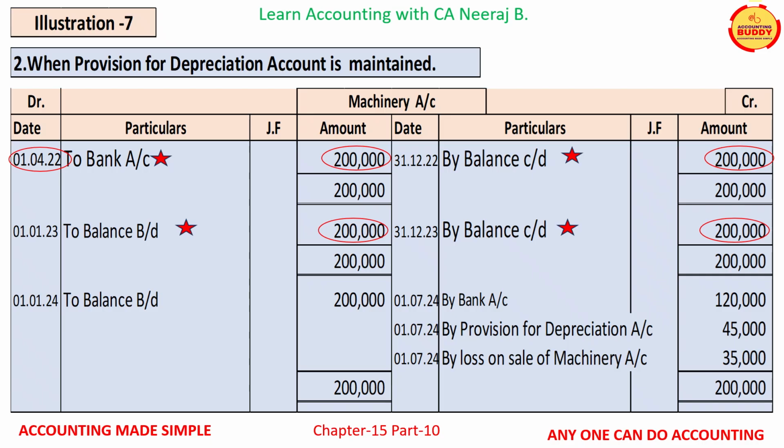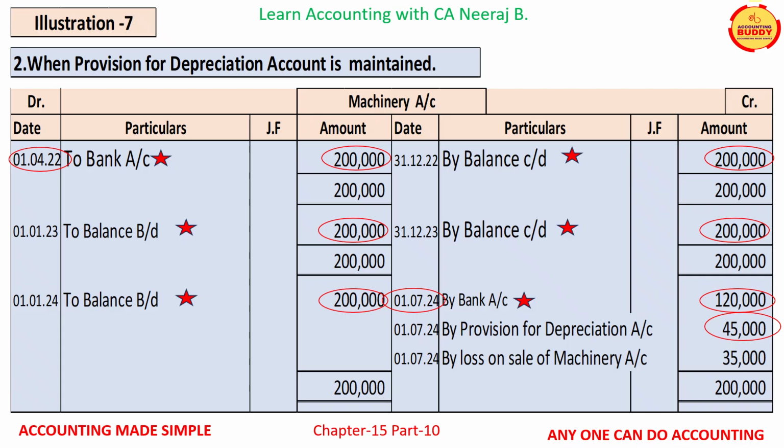On 1st of January 2024, the original purchase value will again be written on the debit side of the machinery account by writing the words to balance brought down for $200,000. On 1st of July 2024, machinery is sold and the sales proceeds for $120,000 is posted on the credit side of the machinery account by writing the words by bank account under the particulars column.